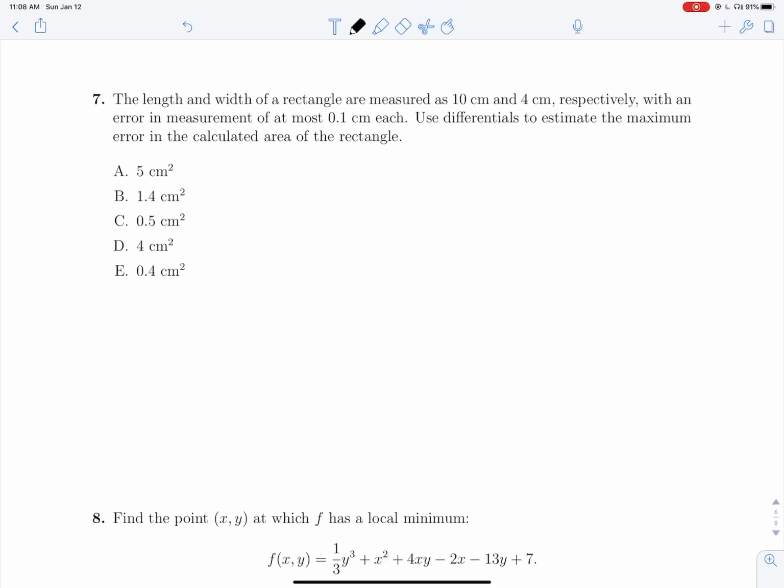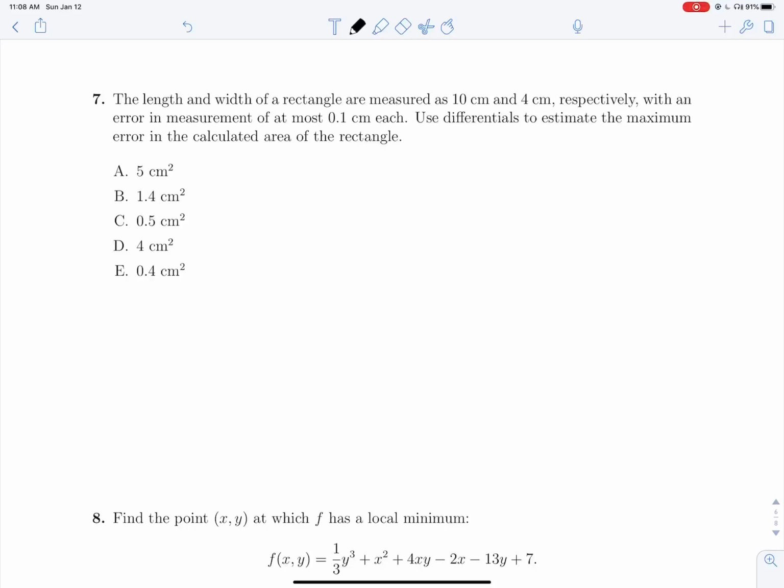The length and width of a rectangle are measured as 10 centimeters and 4 centimeters respectively, with an error in measurement of at most 0.1 centimeters each. And we're told to use differentials to estimate the maximum error in the calculated area of the rectangle. So there are two ways you can do this question.